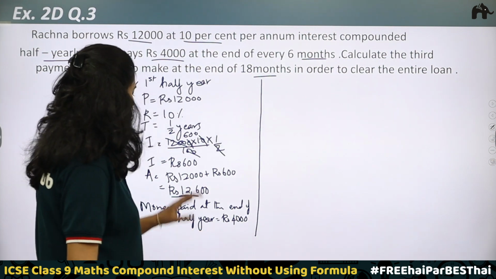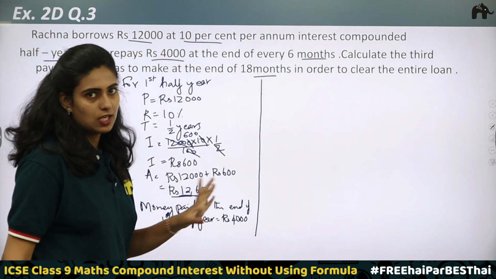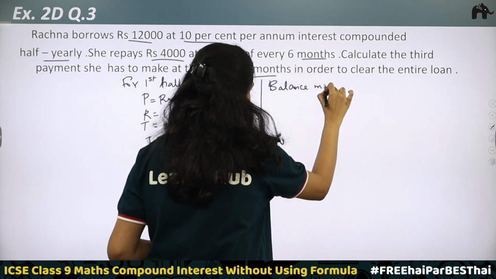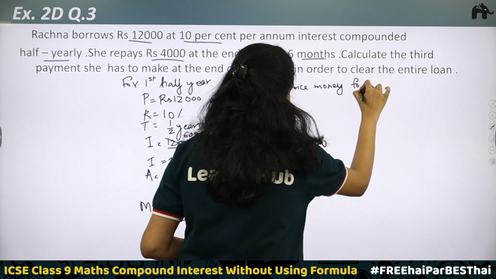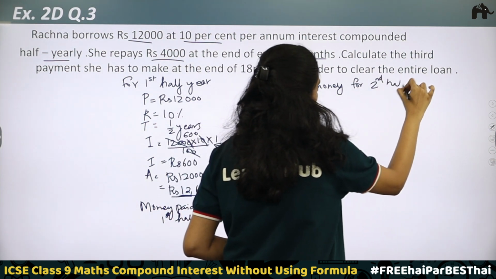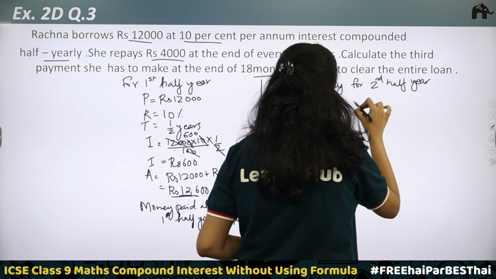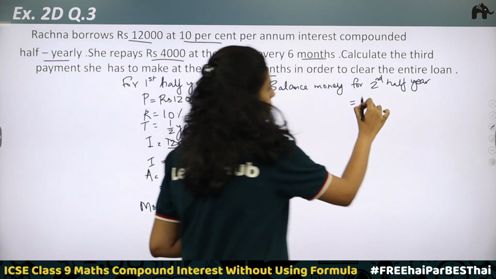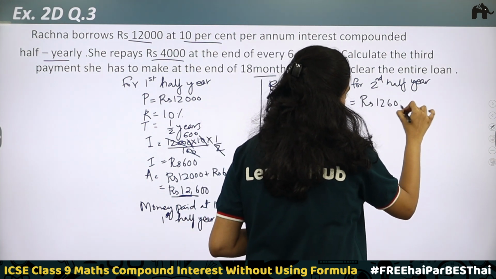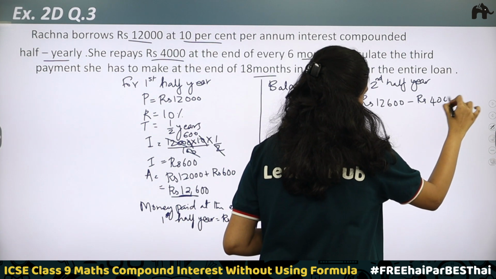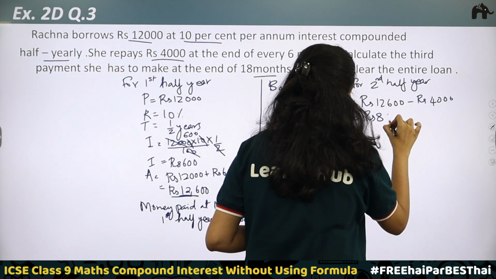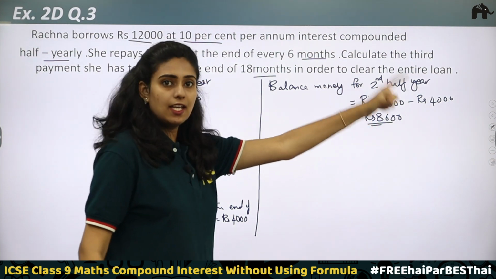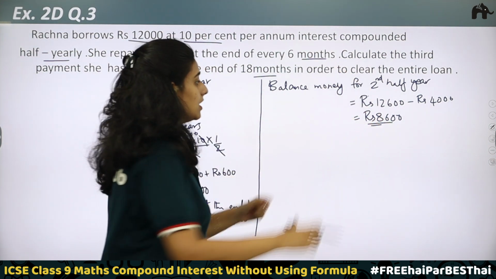Okay, money paid at the end of first half year is rupees 4,000. Then the balance money for second half year will be equal to, from this total amount, 4,000 should be subtracted. Rupees 12,600 minus rupees 4,000, which is rupees 8,600. Okay, so this is the balance money for second half year, and this amount will be the principal for the second half year.